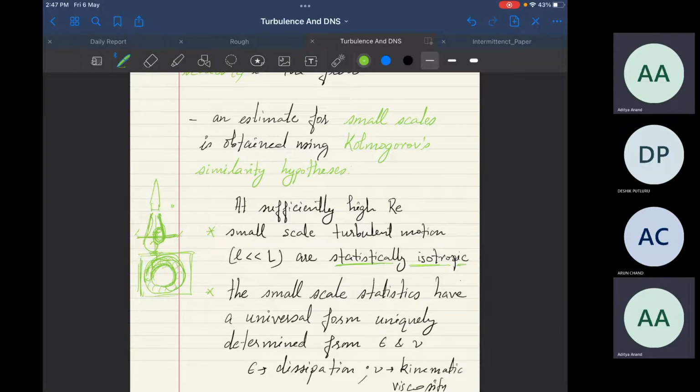However, at small scales, the first thing is the shape might not be the same; it might be different, and they may also be oriented in a random way. So there is no directional preference at small scales. What it says is, at high Reynolds numbers, the small scales are statistically isotropic. Hope this is clear to you.